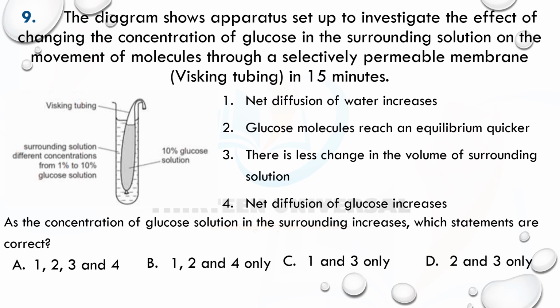Pause the video and try it. Okay, pause it. This diagram shows apparatus set up to investigate the effect of changing the concentration of glucose in the surrounding solutions on the movement of molecules through a selectively permeable membrane. So they are changing the concentration of glucose in this surrounding solution, okay? And they are actually checking the effect.